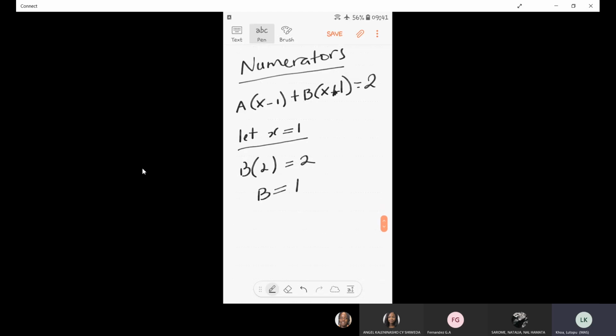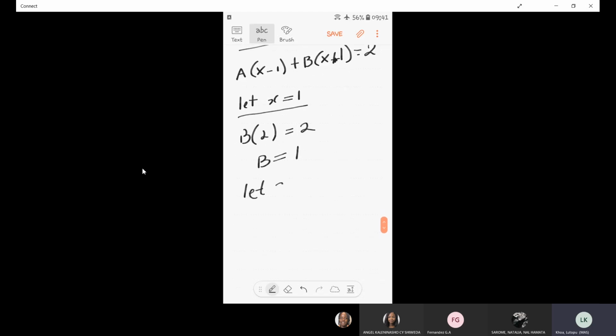Okay, then I could also let x equal to minus 1. And again, you will see that if x is equal to minus 1, the b will disappear. And then I will be left with a alone. Okay, so I have a times minus 1, this is minus 2, and this is equal to 2, and this means that a is equal to minus 1.